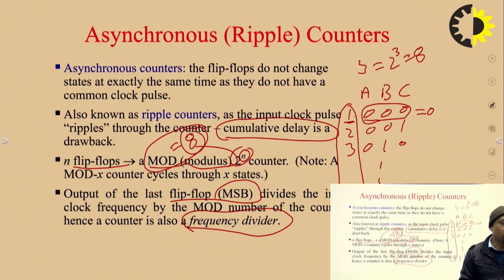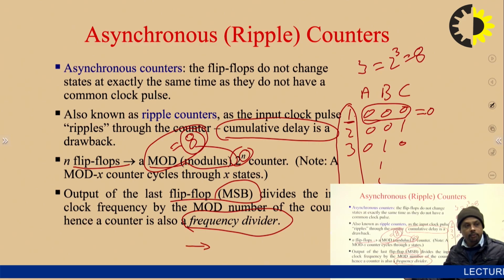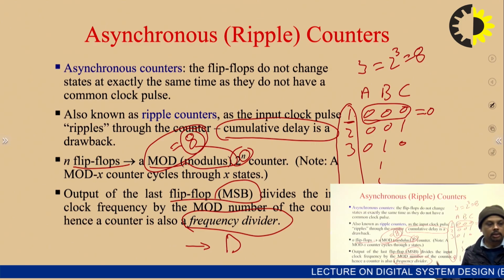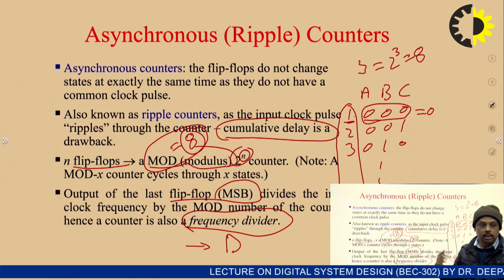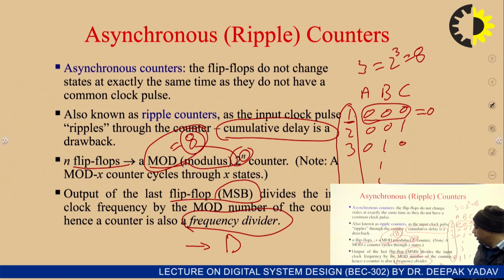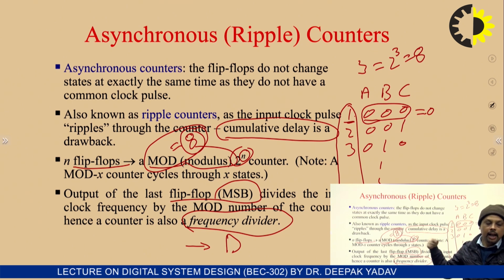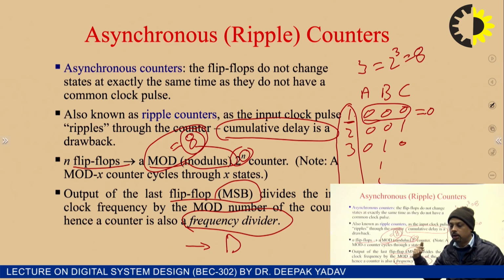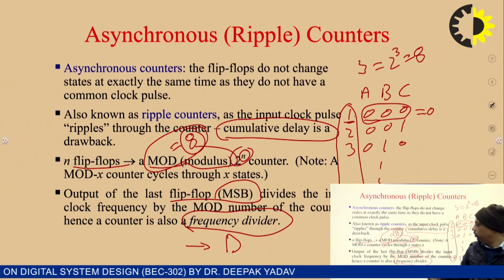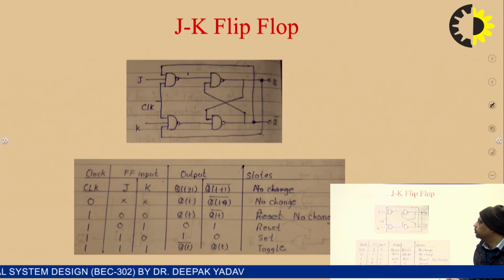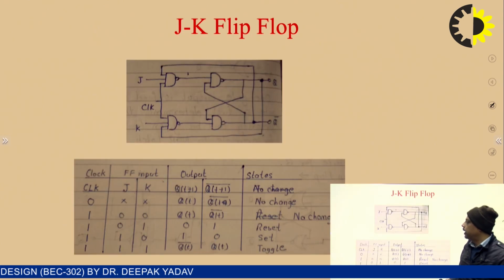This ripple counter is also known as a frequency divider because the input clock pulse of the first flip-flop can perform multiple times, while at the last flip-flop, after 3 or 4 flip-flops, the frequency is decreased one by one, as we can see in the earlier example as well. The input clock frequency is divided as we go out in ripple form from one flip-flop to another flip-flop. So this is the JK flip-flop.